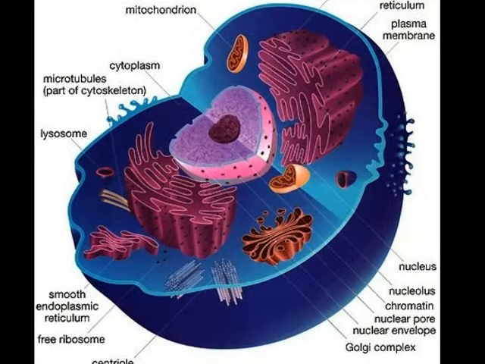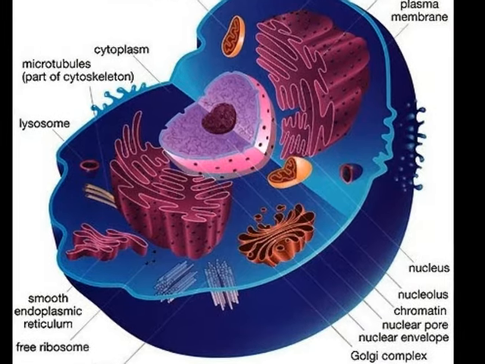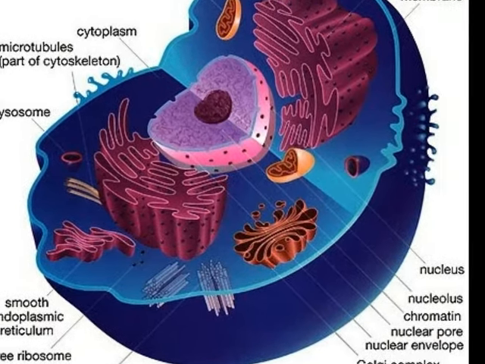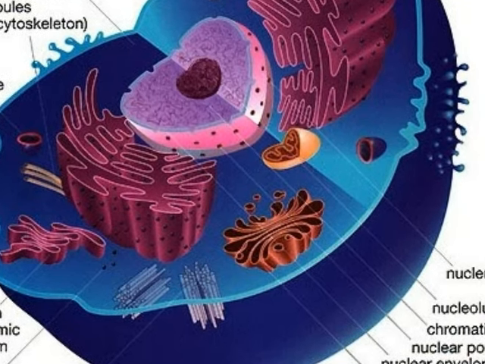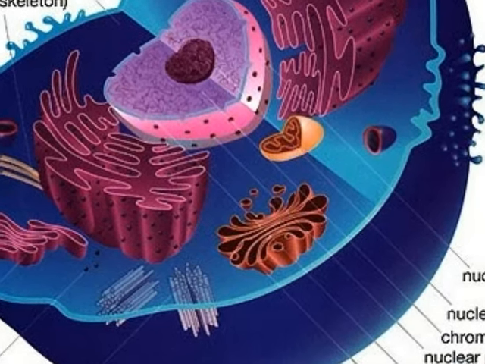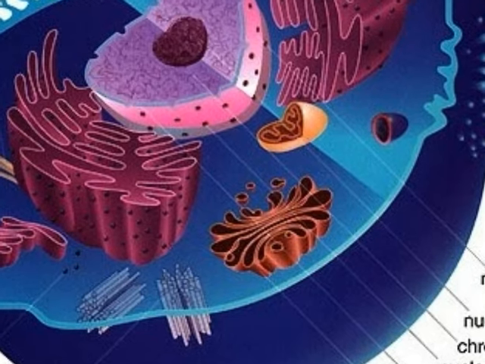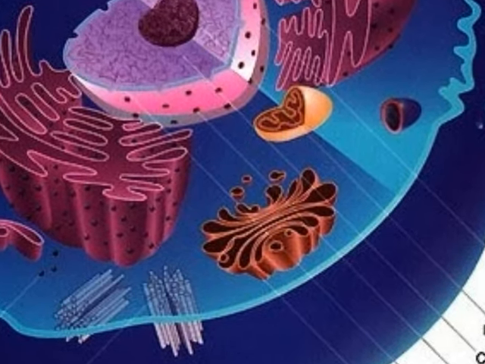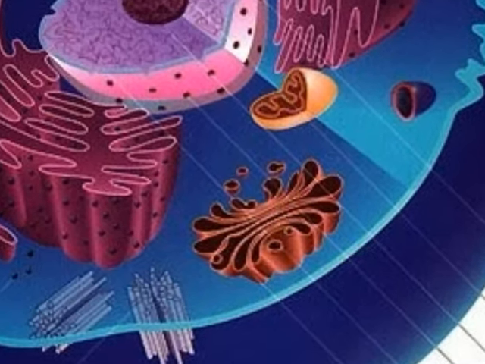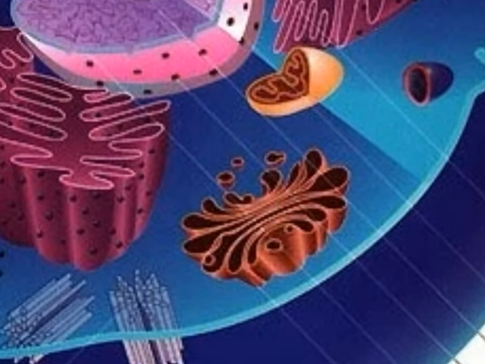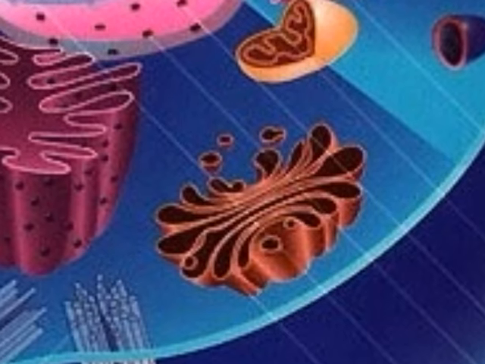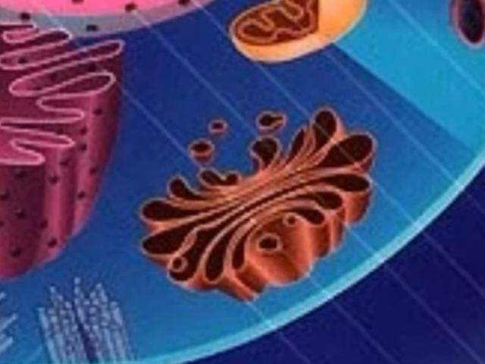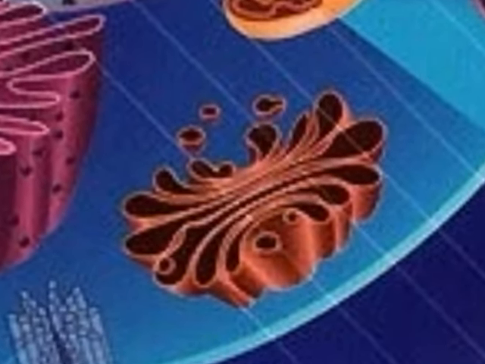As you look to your right, you'll see the Golgi apparatus, consisting of flattened membranous sacs that receive transport vesicles from the endoplasmic reticulum. This structure helps to modify the materials that are delivered from the endoplasmic reticulum. It produces certain molecules as well as lysosomes and secretory vesicles.